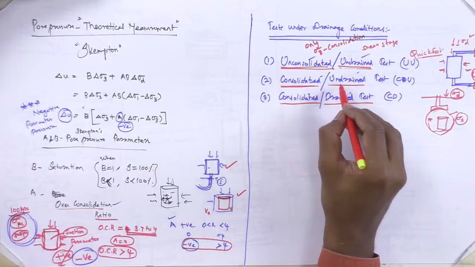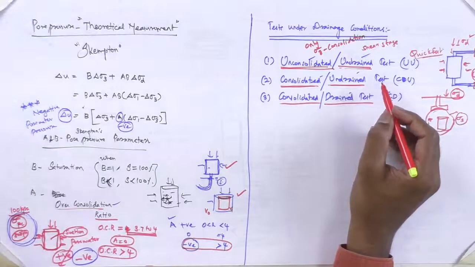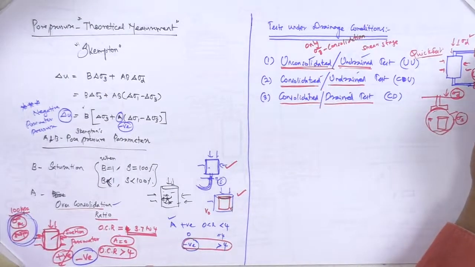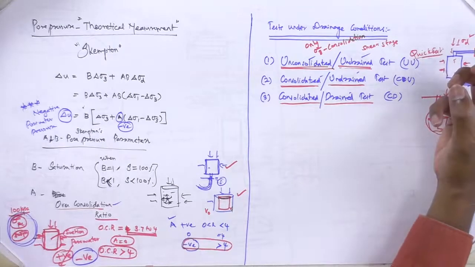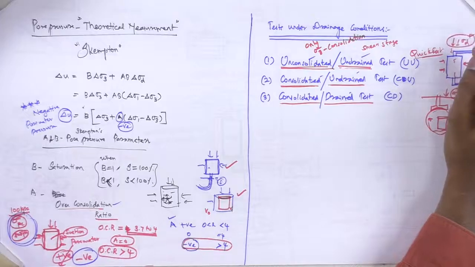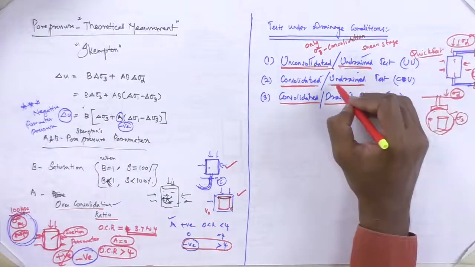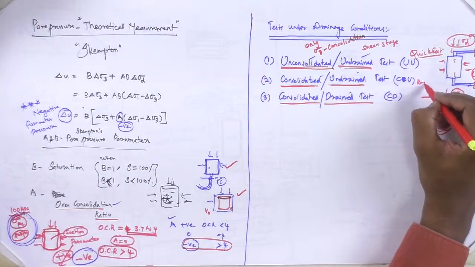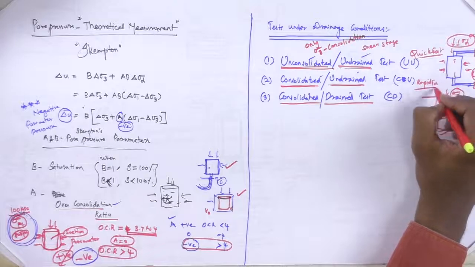Whereas in your consolidated undrained test, during the consolidation process you are opening the valve, so you are allowing the water to flow out so that it gets consolidated. Once you start loading the sigma d in the shear stage, you have to close the valve, then only you start. So during the shear stage it is undrained. So this is a rapid test. Why is it a rapid test?